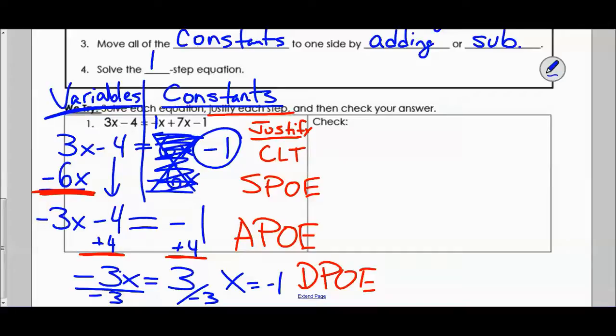Now we're going to check that just by plugging it back in. We got negative 1 for x, so we're going to follow our substitution rules. 3 times negative 1 minus 4. 3 times negative 1 is negative 3. Minus 4 is negative 7. So we got negative 7 for the left side.